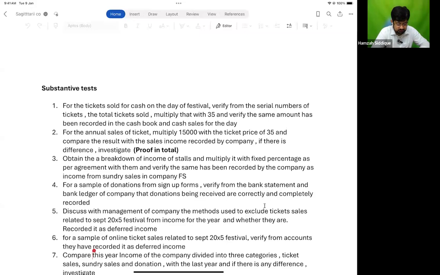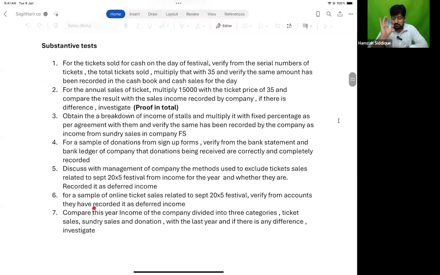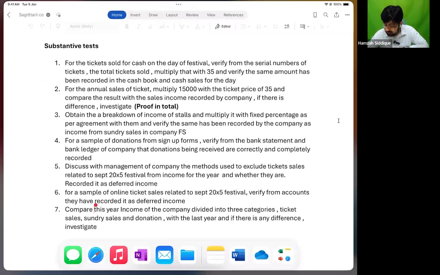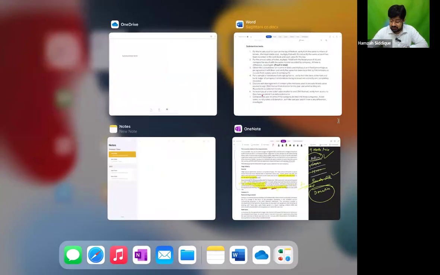Now, let us proceed further. If a student in exams, you will not write more than five. I'm telling you. Come back to the second part.